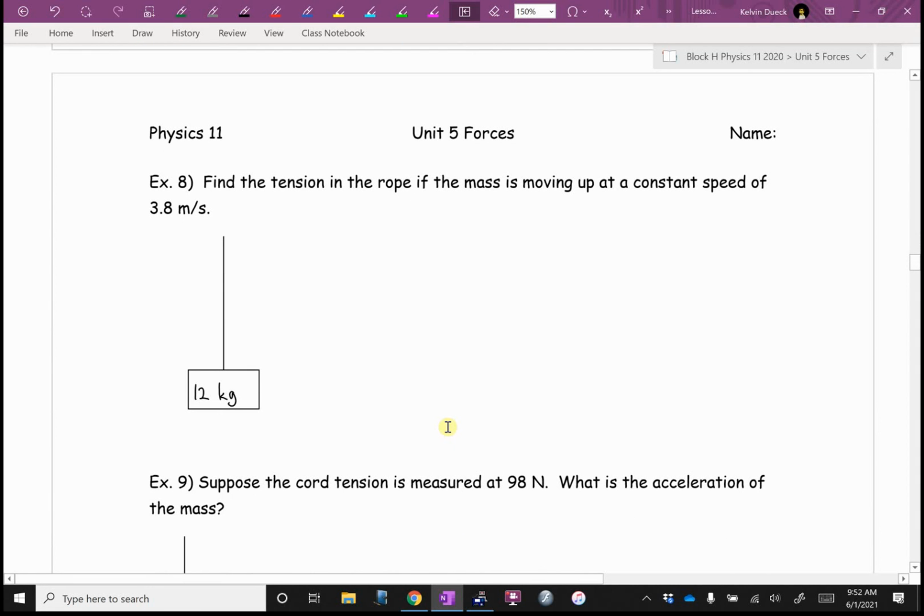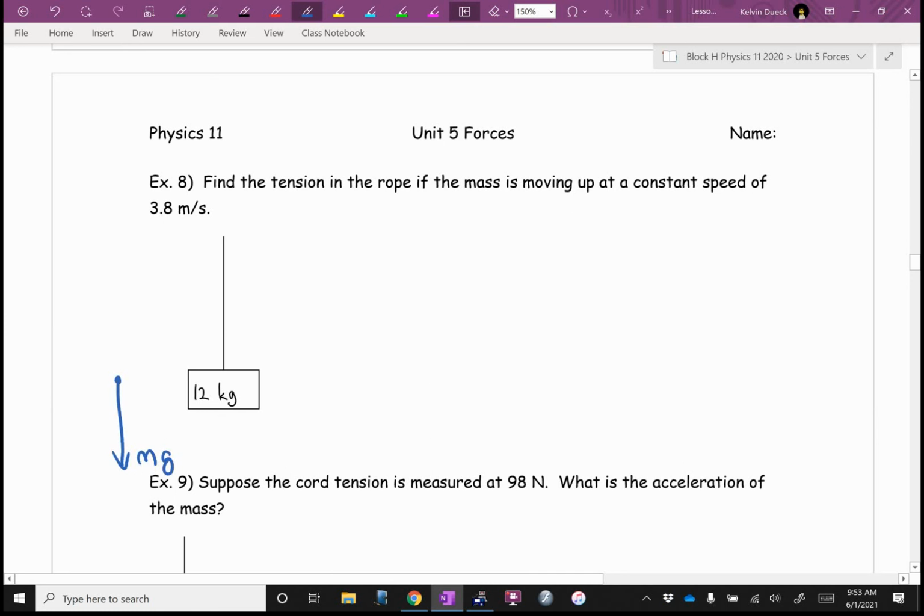Example 8. Ronan, what does example 8 want me to find? Is there also another force in this question? Gravity? Is there more than one force? This is a job for a free body diagram. Ronan, what are the forces acting on this rope? Get the obvious one. Gravity. Which way? Downwards.